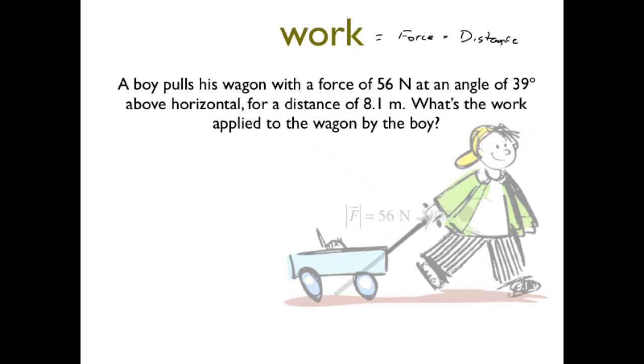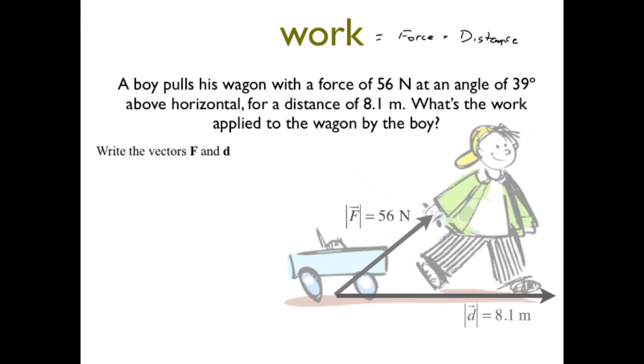Okay, so here's our force vector. We could put it here. 56 newtons. So 56 is not the vector. 56 is the magnitude of the vector, right? And then I'm showing the direction there, which we know is 39 degrees above horizontal. And then displacement, we could put as a horizontal vector like this. Its magnitude is 8.1. Okay, so first thing I want you to do is write the actual vectors F and D. Can you write the actual vectors F and D? Should be able to do that.